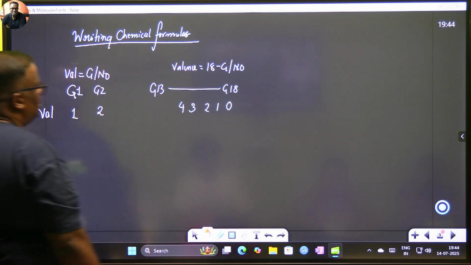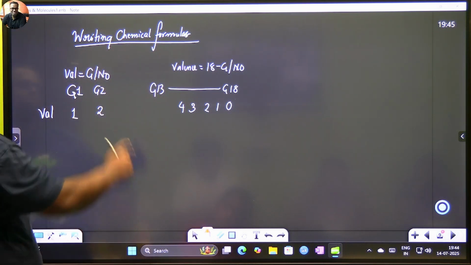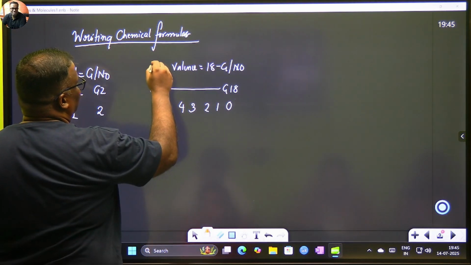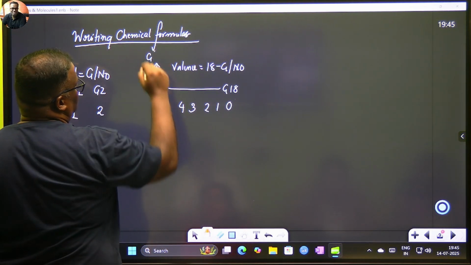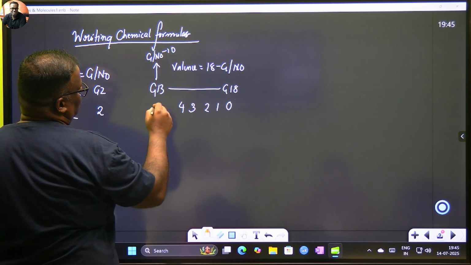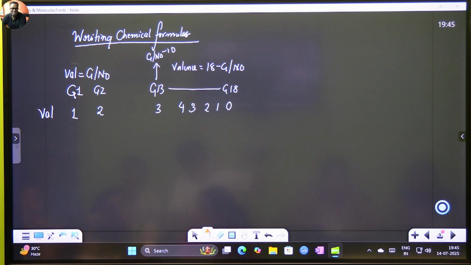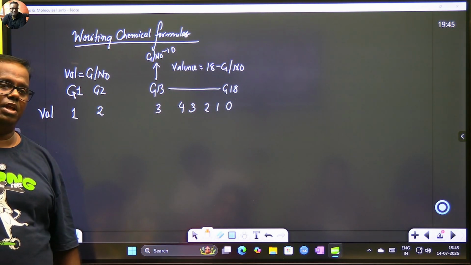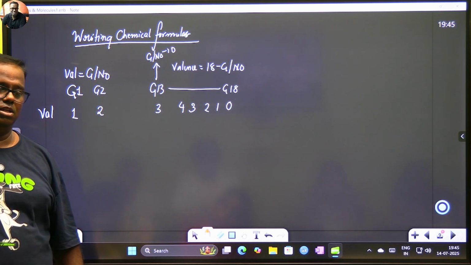No. Valency cannot. 13 में catch है. Group number, this is minus 10. So this will be 3. Valency cannot go to 5. So this will be 3. Clear? At 13, it is group number minus 10.